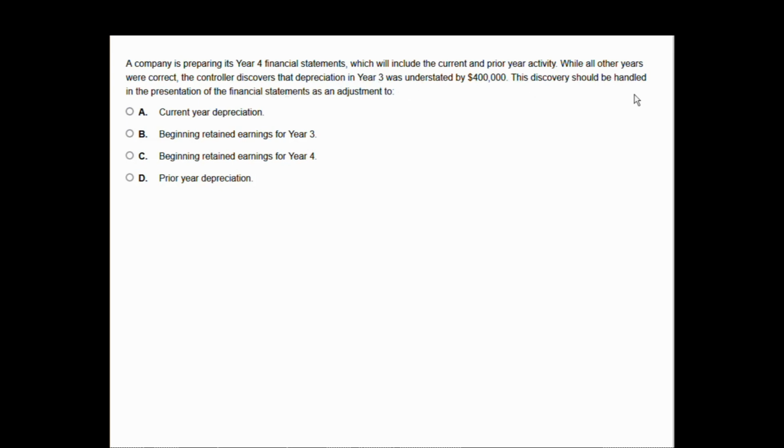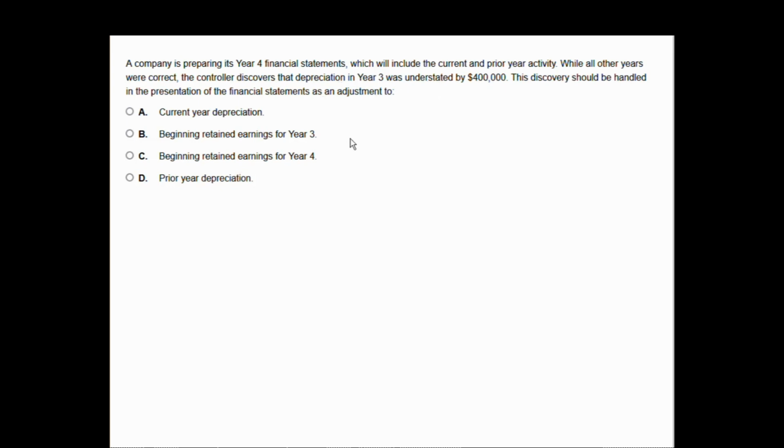The controller discovered that depreciation in year 3 was understated by 400,000. This discovery should be handled in a presentation of the financial statement as an adjustment to A. Current year depreciation, B. Beginning retained earning for year 3, C. Beginning retained earning for year 4, D. Prior year depreciation. これなんですけれども、もうちょっと解説します。まず、understated by 400,000.